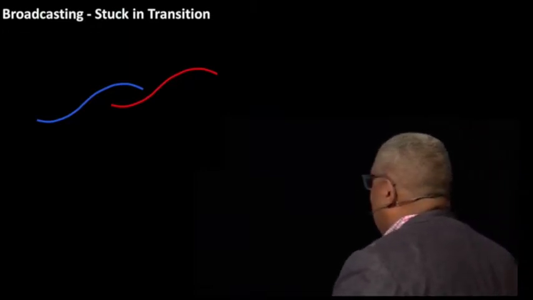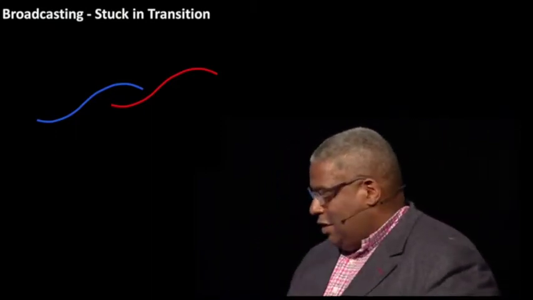So what's the problem? The problem is broadcasting is stuck in transition. What do I mean by stuck in transition? These curves are what you'd normally know as growth curves. And if you just look at that blue curve, is that working? If you just look at that blue curve, take a new product. Say the blue curve was black and white televisions.